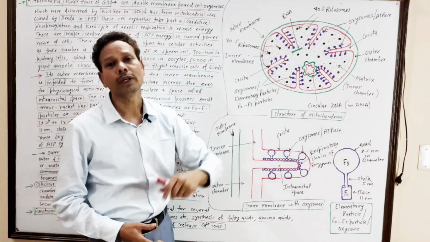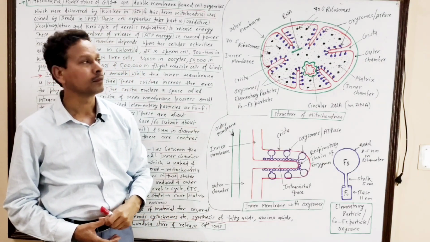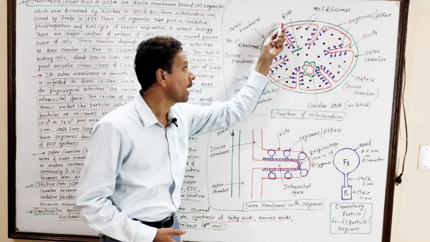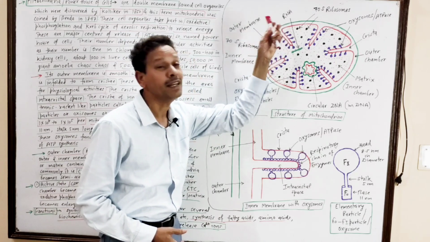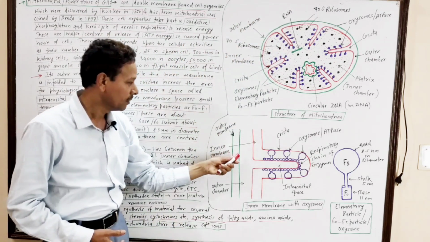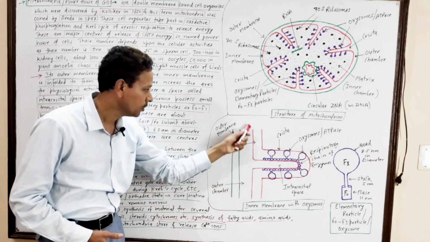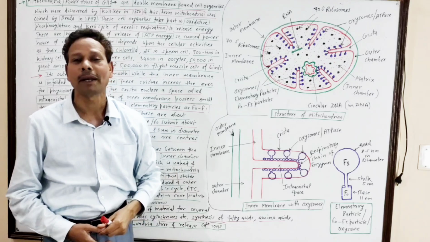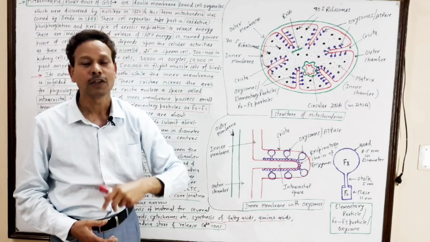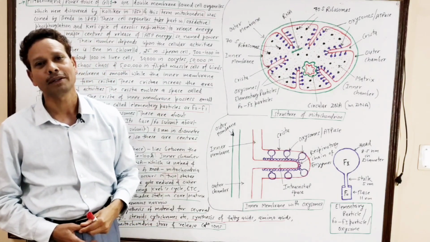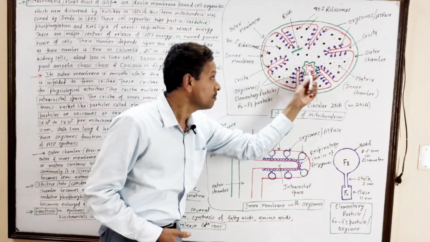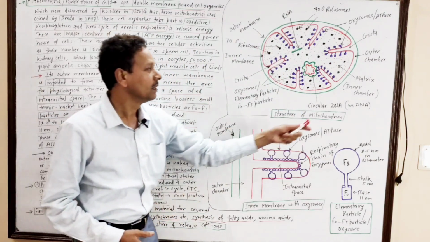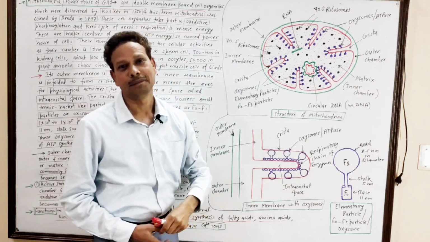Here in mitochondria, two chambers are there. One is the outer chamber, which lies between the outer and inner membrane. This is the outer membrane. This one is the inner membrane. The space between the outer and inner membrane constitutes the outer chamber. And the matrix or core of the mitochondria constitutes the inner chamber.